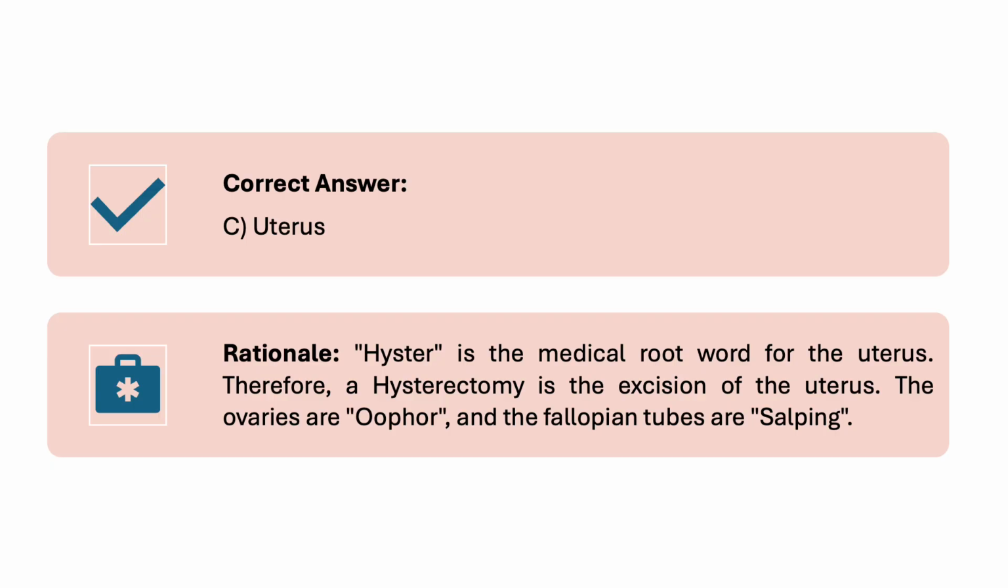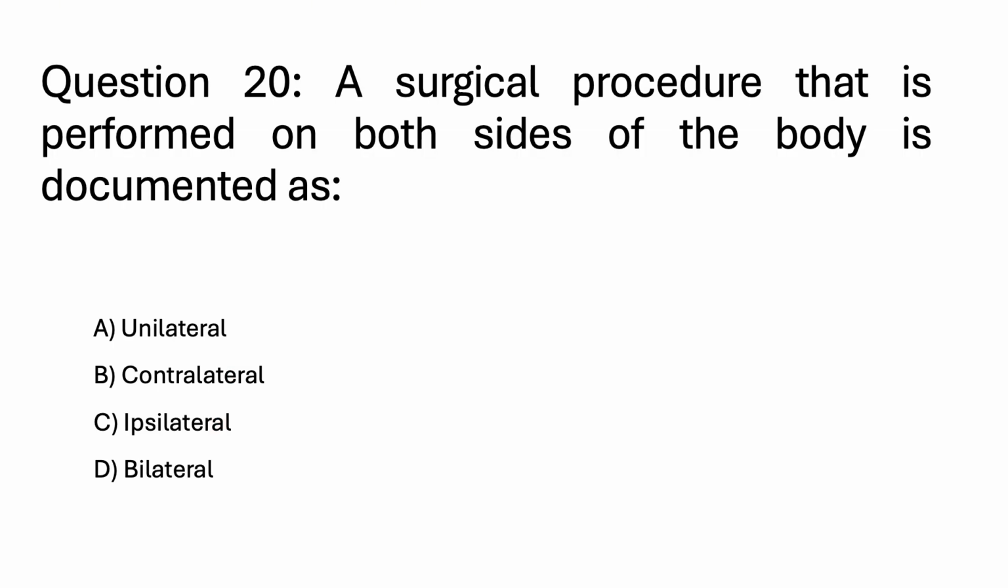Correct answer, C. Uterus. Rationale. Hyster is the medical root word for the uterus. Therefore, a hysterectomy is the excision of the uterus. The ovaries are oophor and the fallopian tubes are salping.